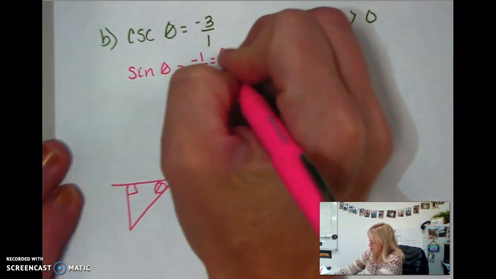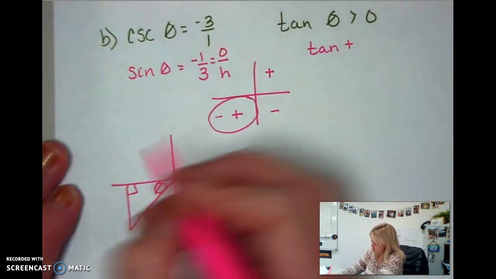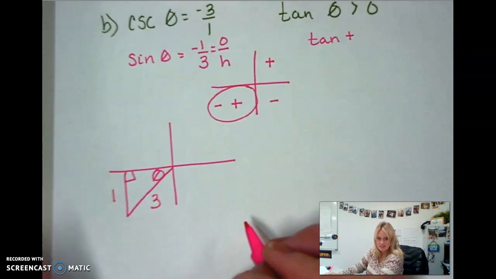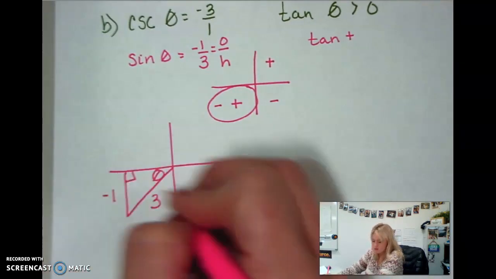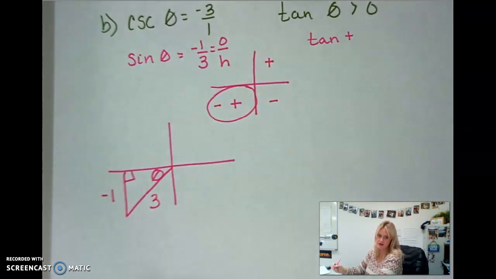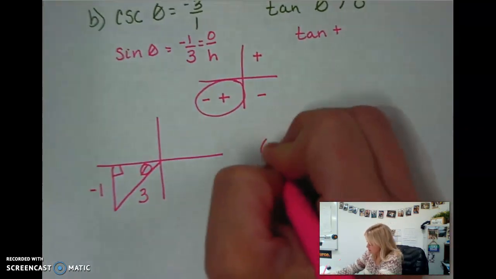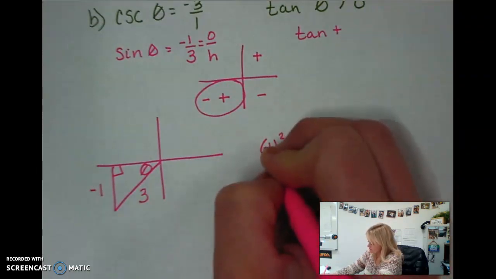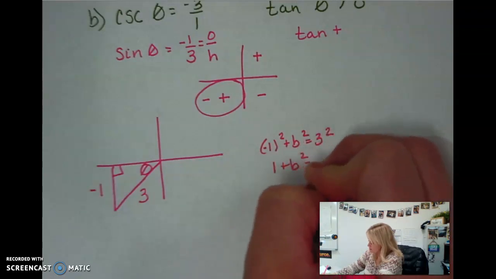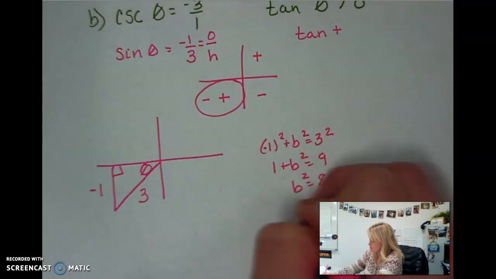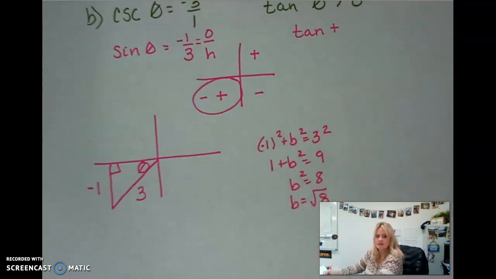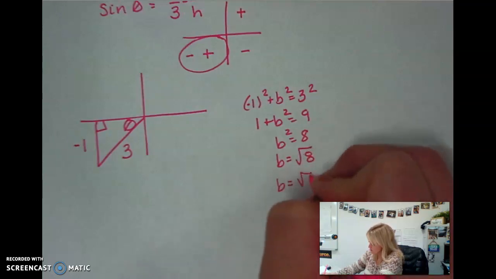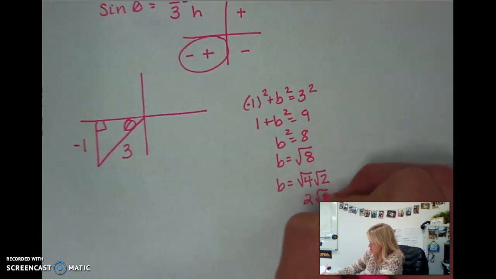Sine is opposite over hypotenuse. So one of these numbers is going to be negative, and one of them is going to be positive. Which one is negative? Well, the 1 is, because 3 can never be negative because it's our hypotenuse. A squared plus b squared equals c squared. And we have 1 plus b squared equals 9, or b squared equals 8, or b equals the square root of 8. But remember, we're going to simplify this into the square root of 4 times the square root of 2, or 2 square roots of 2.